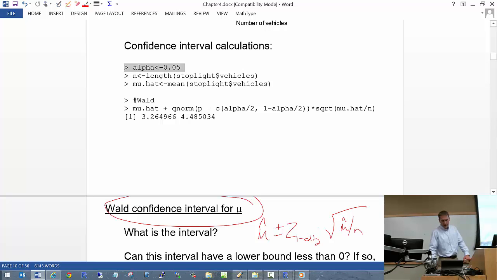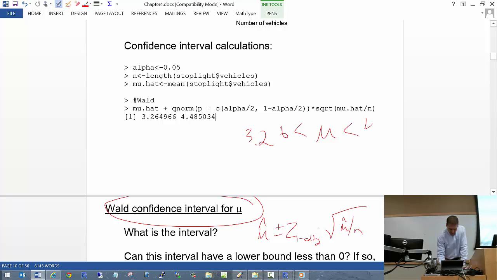Set alpha, find my sample size, find my mu hat. That's my maximum likelihood estimate. And then use the Wald: mu hat plus or minus the value from a standard normal times the square root of that estimated variance. I get 3.26. So I guess if I wanted to write it out formally, 3.26 is less than mu, is less than 4.49 with 95% confidence.